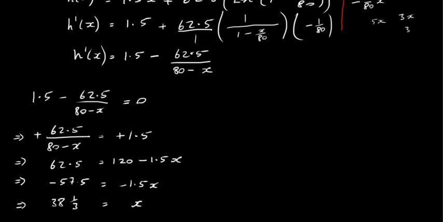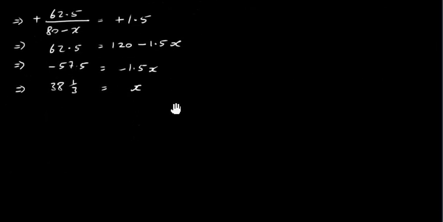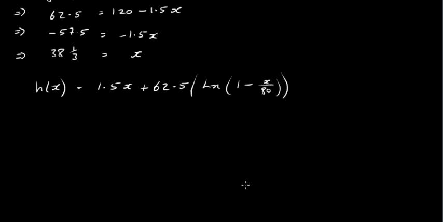Okay, now we weren't actually asked to find x, we were asked to maximize, what was the actual question? Use calculus to find the maximum value of h of x. So it's h of x we actually need to find. So what we've got to do is put this x back into the h of x function. So remember, h of x is equal to 1.5x plus 62.5 times the log of 1 minus x over 80. This is what we've got to put it into.